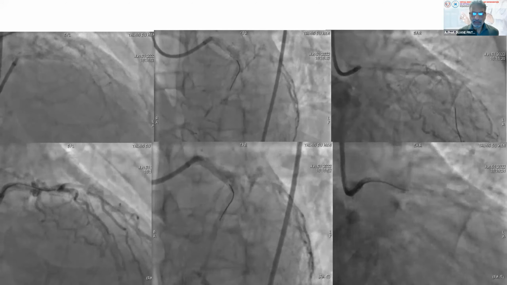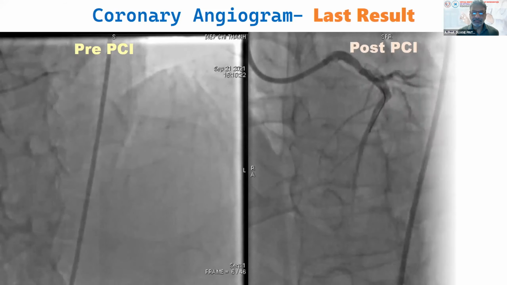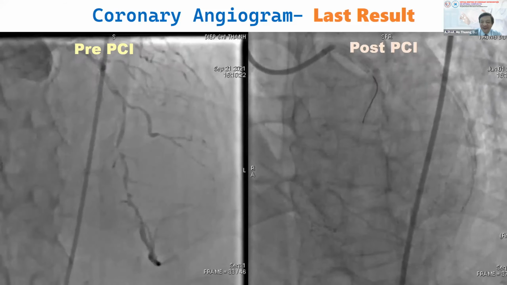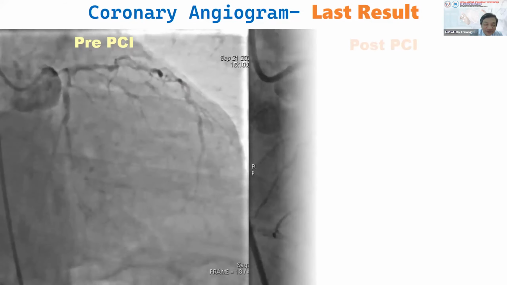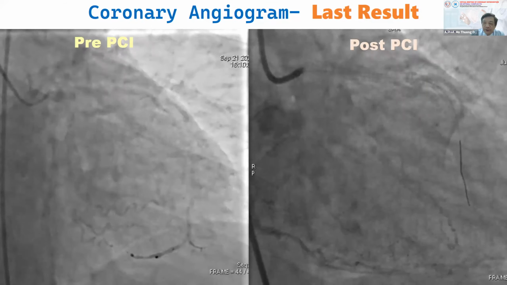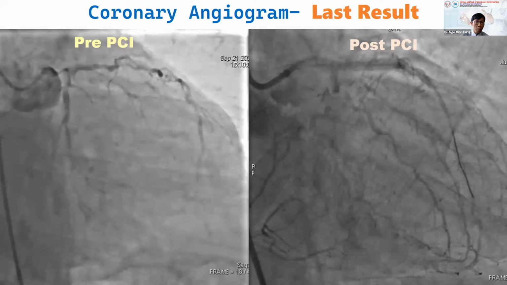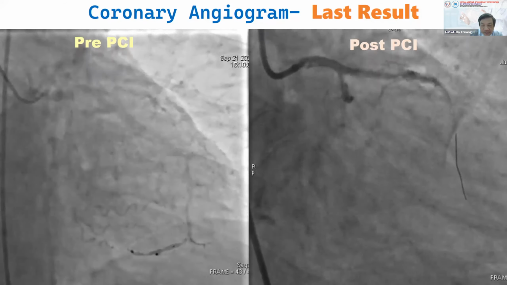Nice. The circumflex looks good too. Yeah, lucky. Okay, I think the last result is good.